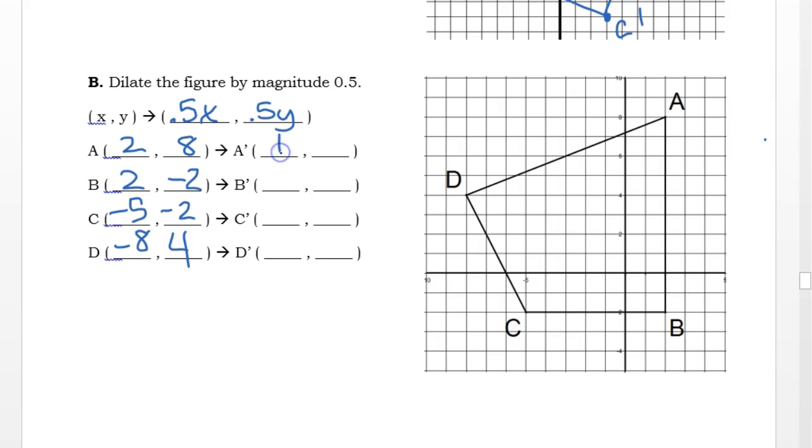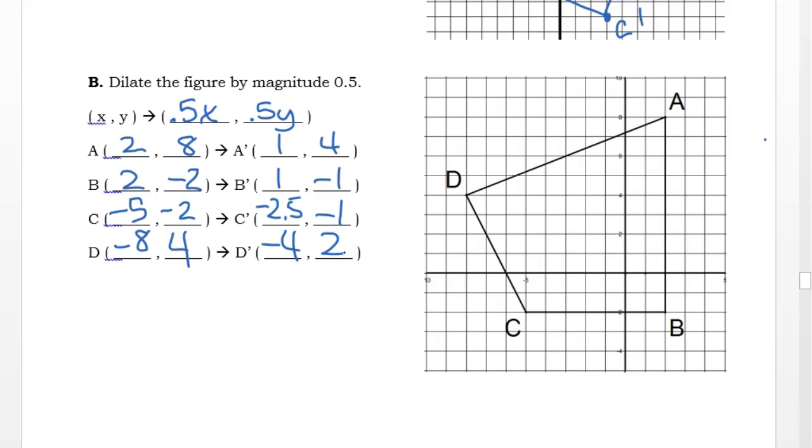Half of 2 is 1, half of 8 is 4, half of 2 is 1, half of negative 2 is negative 1, half of negative 5 is negative 2.5, half of negative 2 is negative 1, half of negative 8 is negative 4, and half of 4 is 2.